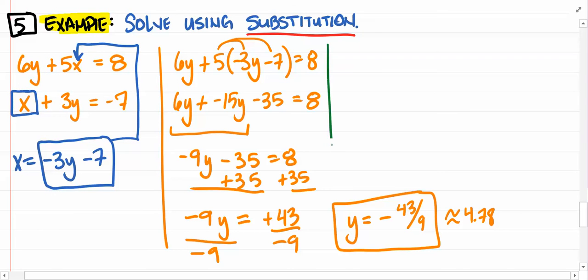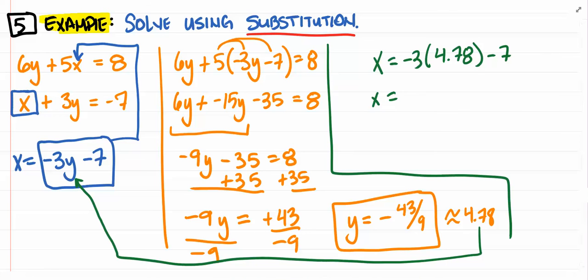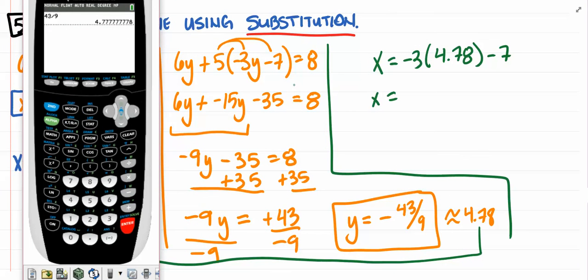Okay, we're still not done because we have to now solve for x. So take your value for y and substitute it anywhere you want. I'm going to go ahead and put it right there. Okay, so I'm going to get x is equal to negative 3 times 4.78 and then minus 7. If you don't know what that is, that's okay. You can use your calculator for that. And you just get negative 3 times 4.78. You're allowed to do that. That's totally fine. And then you want to subtract 7 from that value.